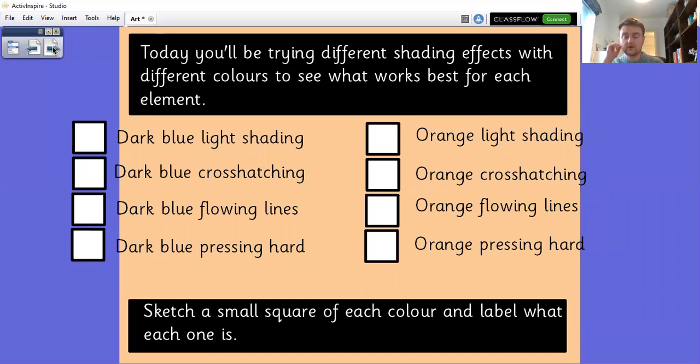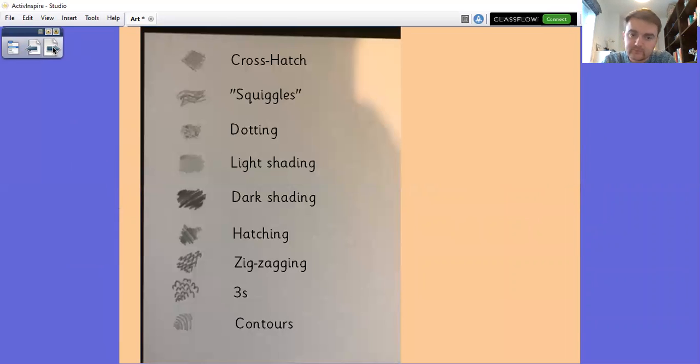Now, if you've got access to lots of different colors, you can try all of these shading techniques with each color and decide which ones would be most effective for what. I'm going to show you what I did, and I'll explain what I would have used each one for. So here we've got 9 different shading techniques. Now, I'm not much of an artist, but I was able to practice with all of these. So hopefully everybody should be able to do the same.